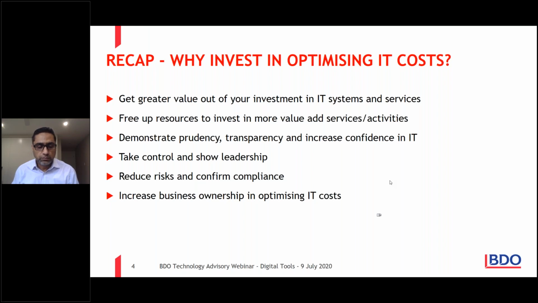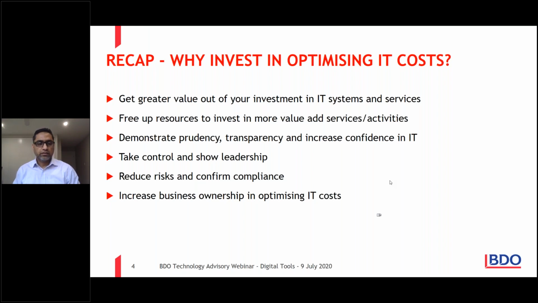Then the next one is around risk and compliance. This is a broad-ranging topic, all the way from information security risk to cyber risk to making sure that your data is actually being stored in a way that minimizes some of those risks and the compliance requirements.